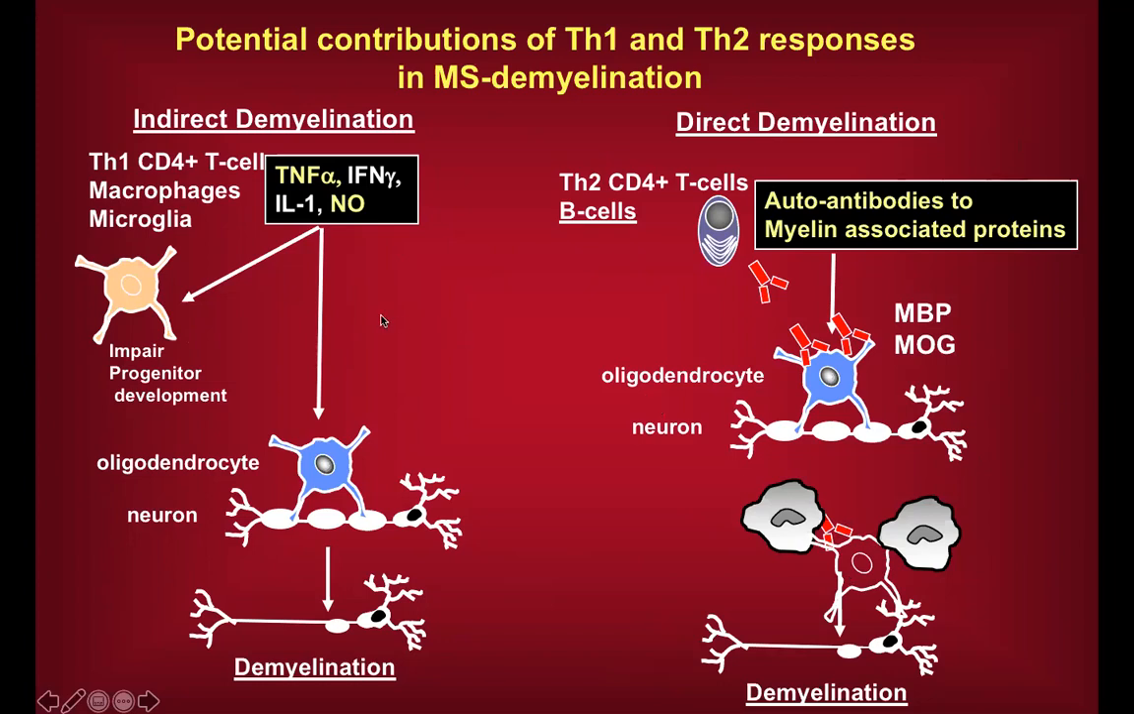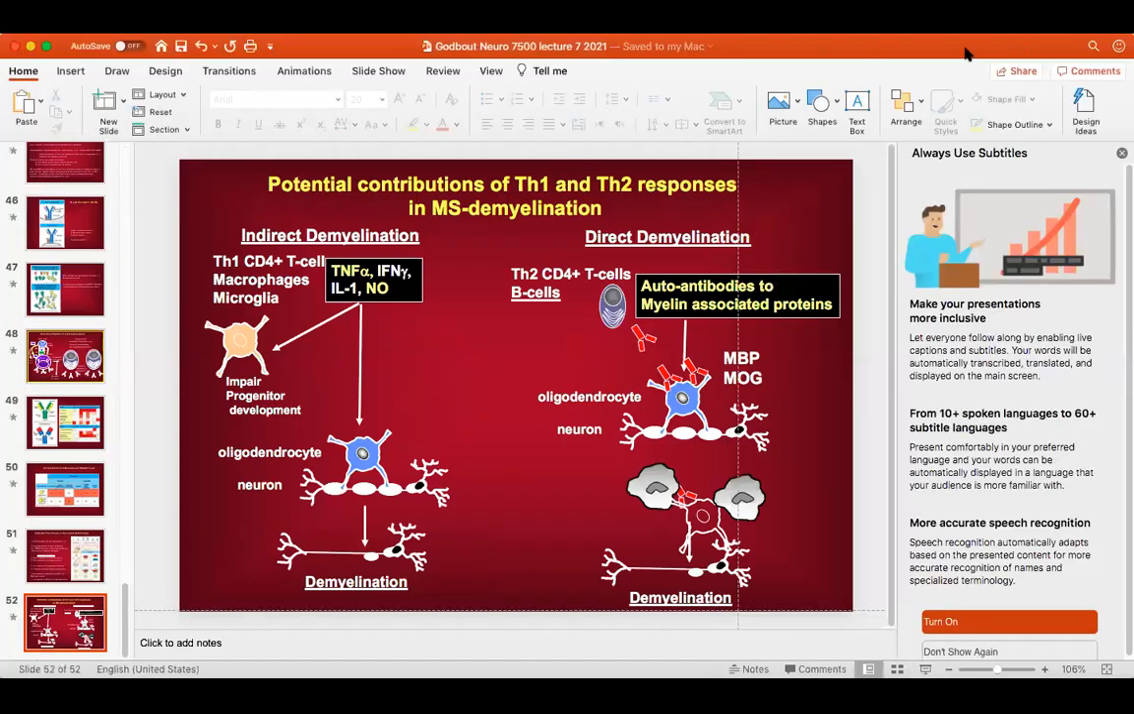So on the left here, examples of indirect demyelination caused by cytokine responses mediated by T cells, microglia, macrophages. And here would be an actual direct demyelination caused by antibodies. And there's evidence that both of these parts of pathogenesis are happening in demyelinating disease. So that is the end of today's lecture.